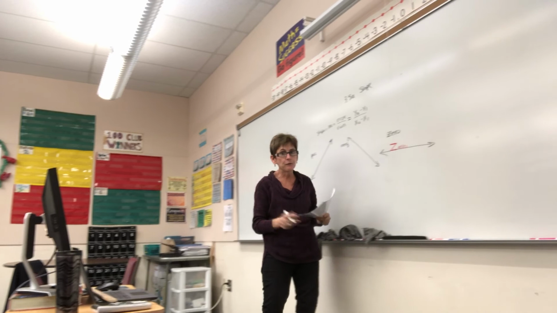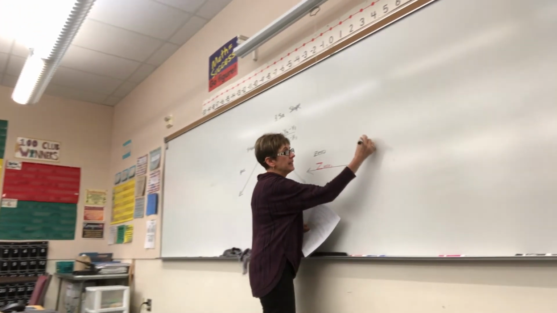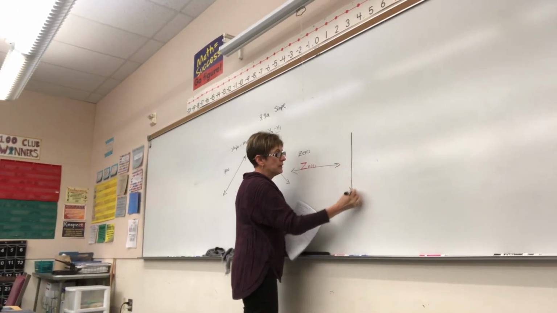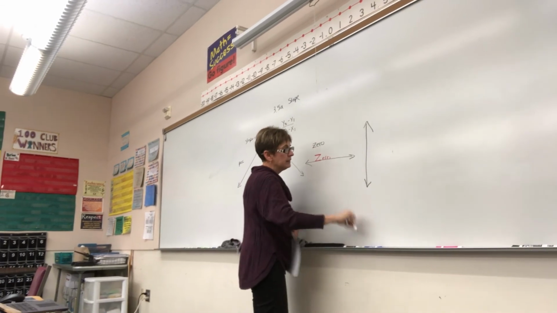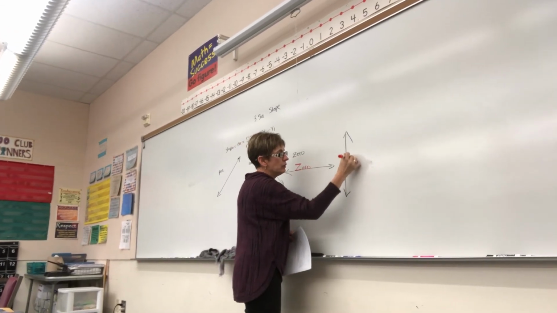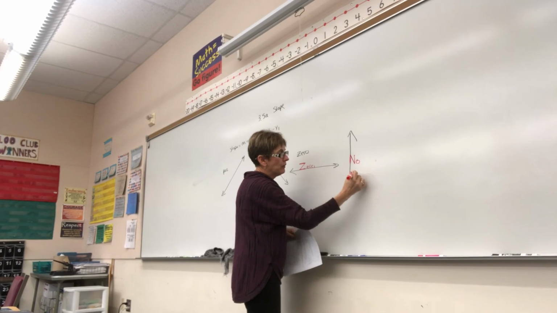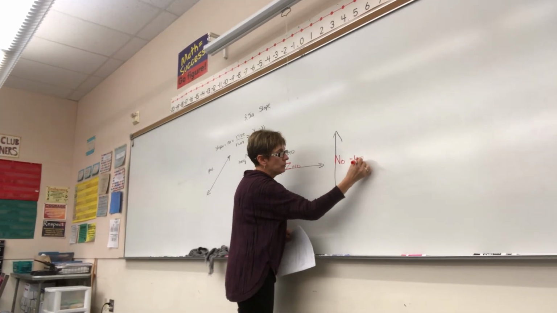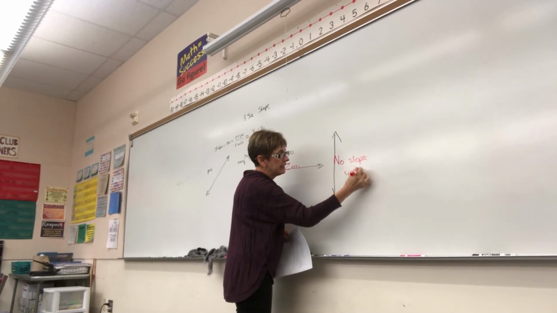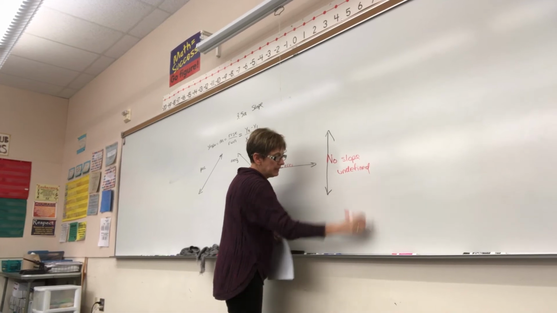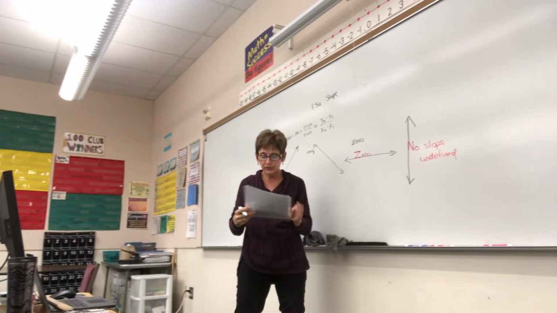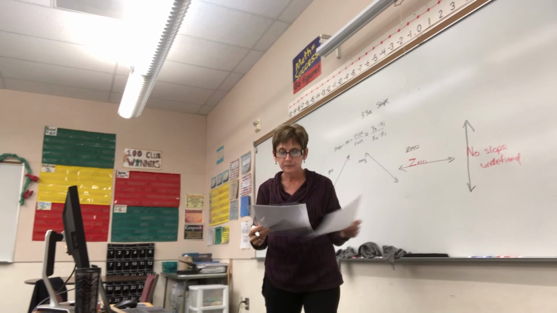Now, there is a 4th possibility, and that is a vertical line. If you have a completely vertical line, it has no slope. We call that no slope, or we can say undefined slope. Either way is considered to be correct. No slope or undefined slope.